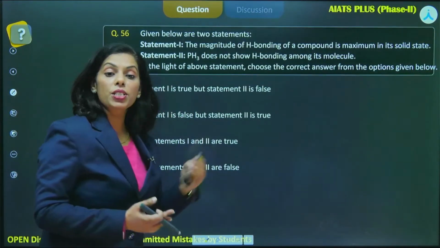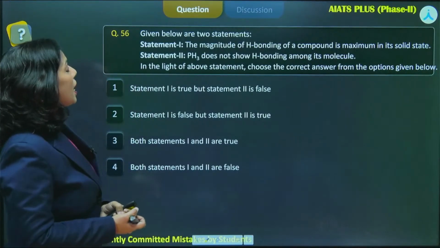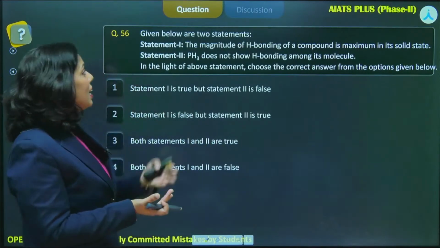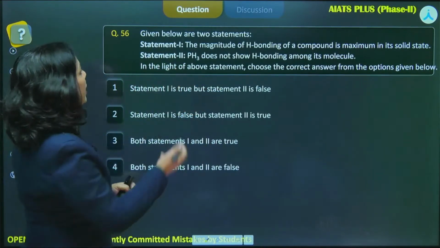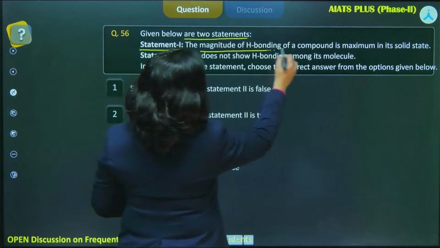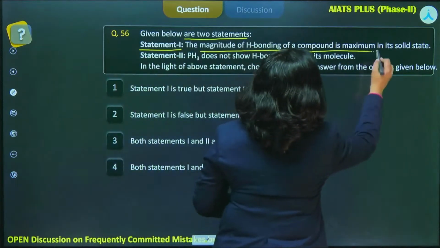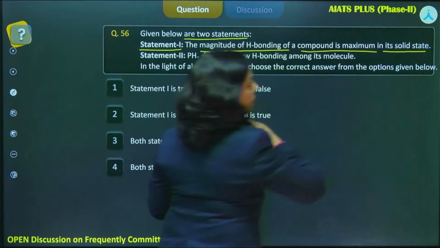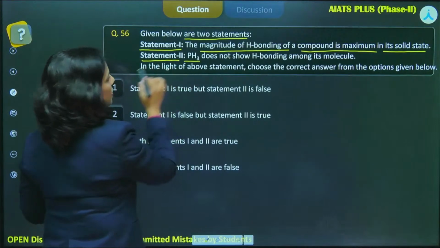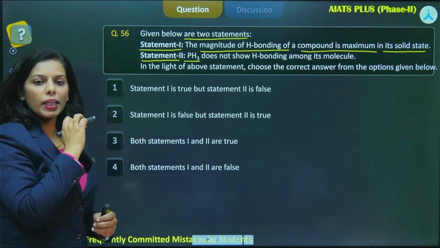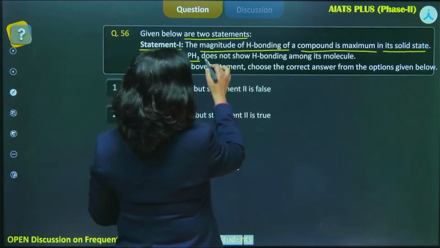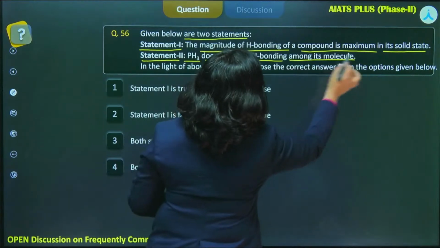We have the next question, and the question is on the magnitude of hydrogen bonding. So this is a question, once again, from chemical bonding. We are going to talk about hydrogen bonding. The question is, given below are two statements. Statement 1 says the magnitude of hydrogen bonding of a compound is maximum in its solid state. The first statement. And the second statement is about PH3. What is PH3? Phosphine. Statement 2 says PH3, or phosphine, does not show hydrogen bonding among its molecules.